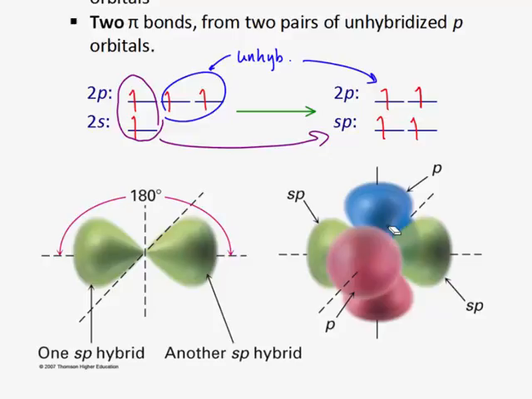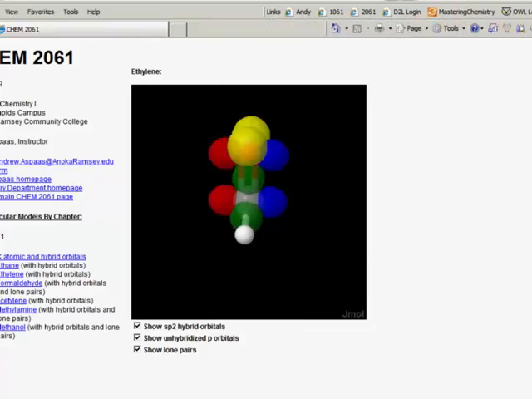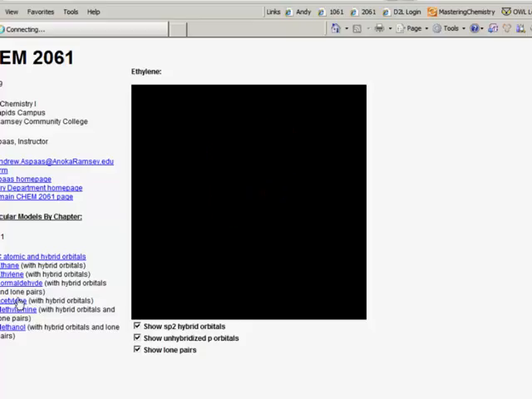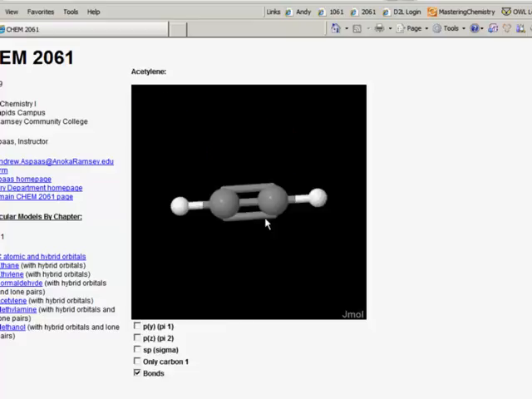So having an sp hybrid, it actually doesn't look too much different from just having 3 p orbitals, except we've mixed in that central s orbital in with one of the p's. So it changes its shape just a little bit. So let me actually go to my model here. Here's acetylene. Let me actually just show you the carbon.